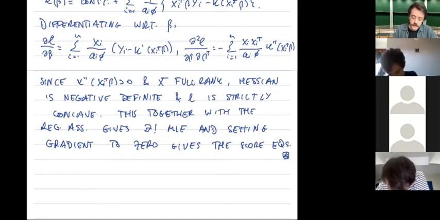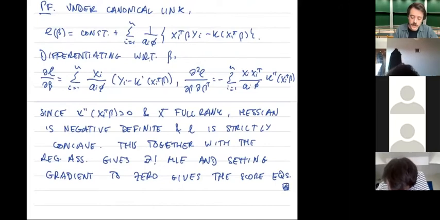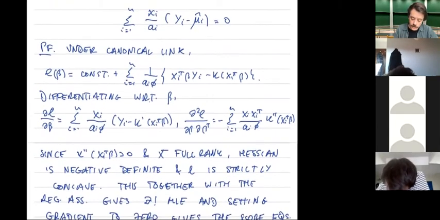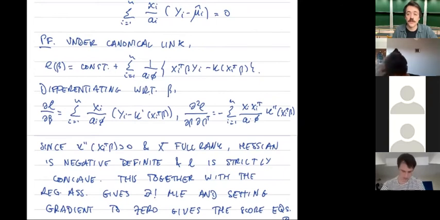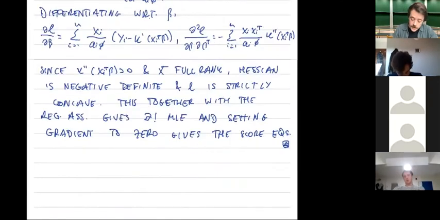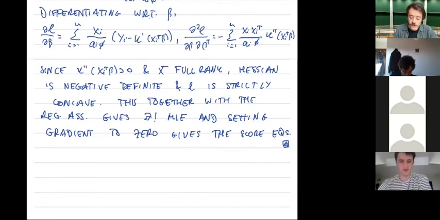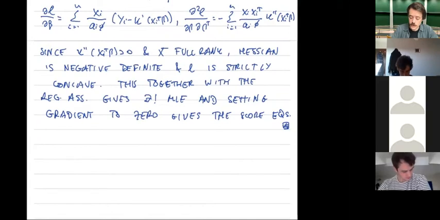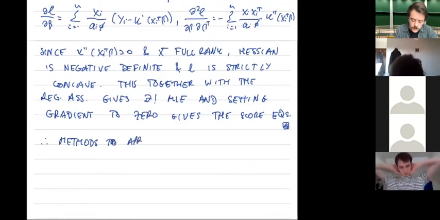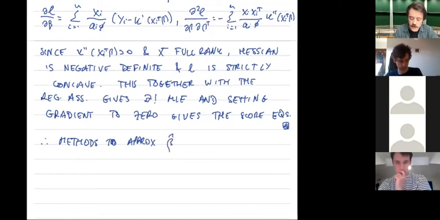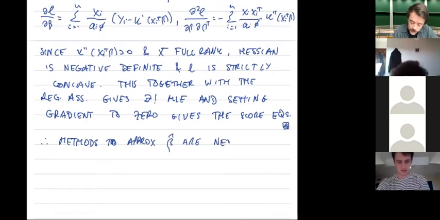And okay, so we have now a recipe to get the beta, the estimator for beta, which is to try to solve these equations at the top of the page, right? Okay, so if we have to solve or find the 0 of a function or of an equation in this case, then methods to approximate beta hat are, so one famous one is Newton-Raphson, for instance, and variations.